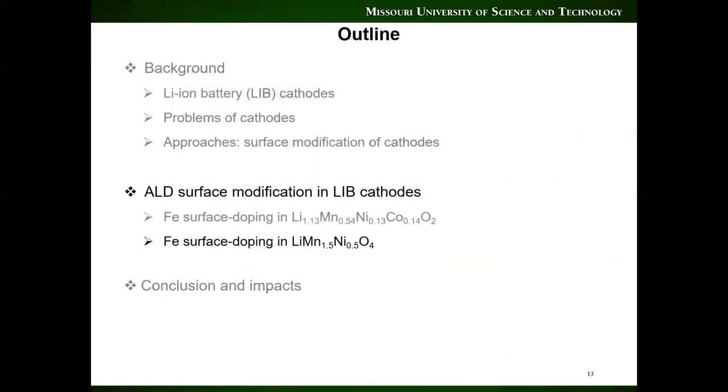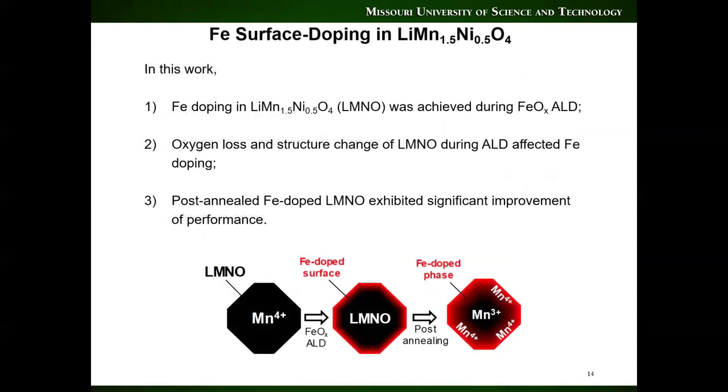In the second work we are presenting, we performed iron oxide ALD on a high-voltage lithium manganese nickel oxide, the element of spinel cathode particles, and formed an initial iron surface doping in this cathode. Then we performed post-annealing to recover the structure and investigate the doping mechanism during ALD and the post-annealing based on our results.